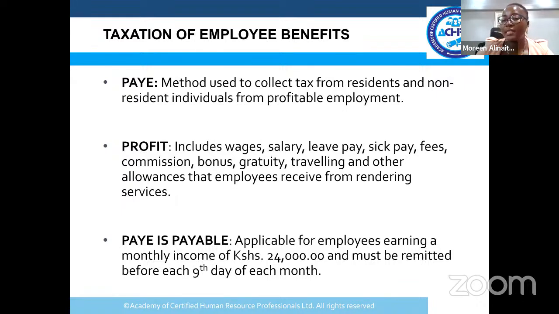If somebody earns a salary of 24,000 and above, they must pay PAYE. What do they mean by profitable employment? Profitable employment includes wages, salary, leave pay, sick pay, fees, commissions, bonus, gratuity, traveling allowance, and other allowances that employees receive from rendering services. That brings us to the aspect where some people say, oh, this is my allowance, it is not supposed to be taxed. No. KRA will tax that allowance.